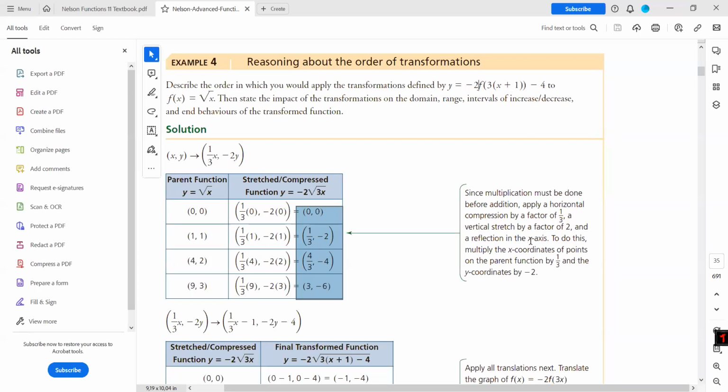What happened here is that our function basically got mirrored because we multiplied by a negative number. So that's what caused the function to get mirrored. Basically mirrored in the x-axis, reflected in the x-axis.